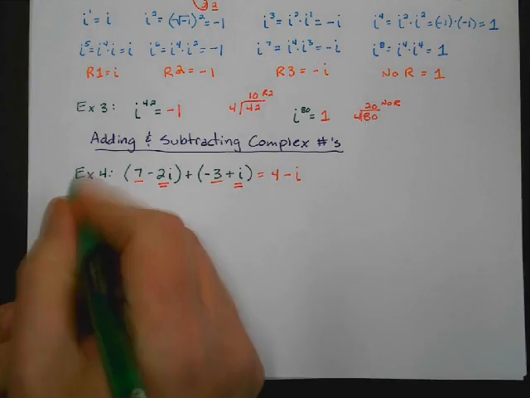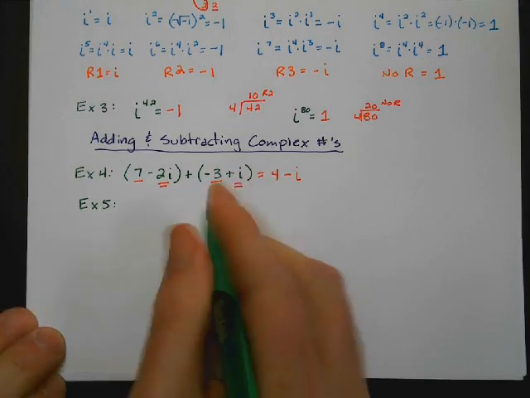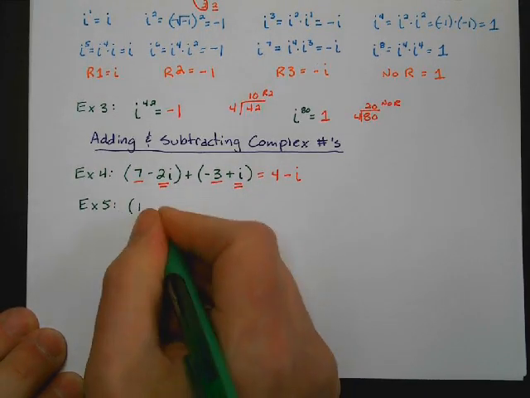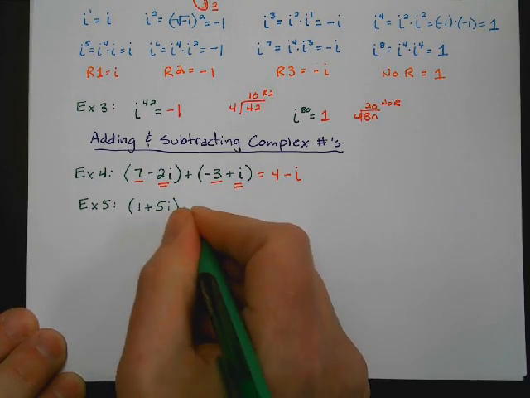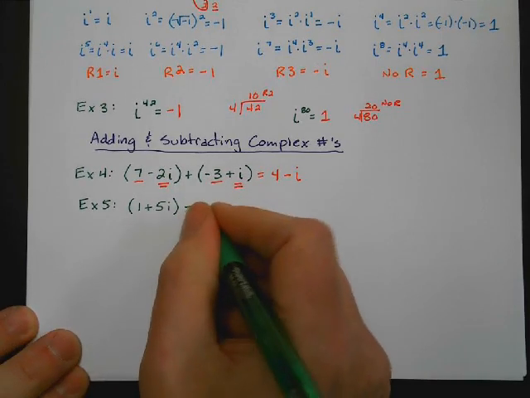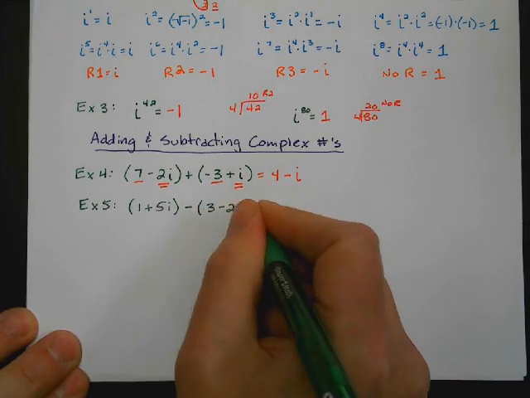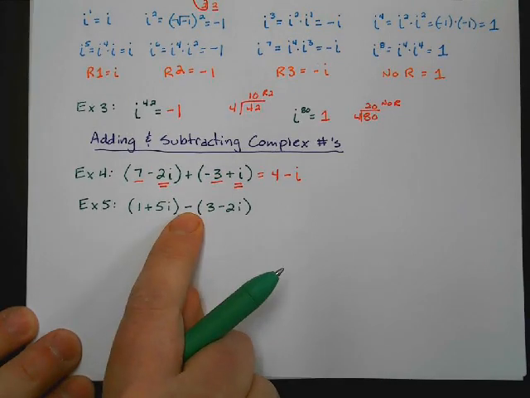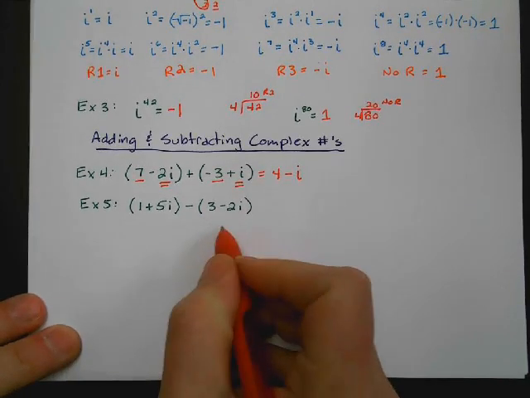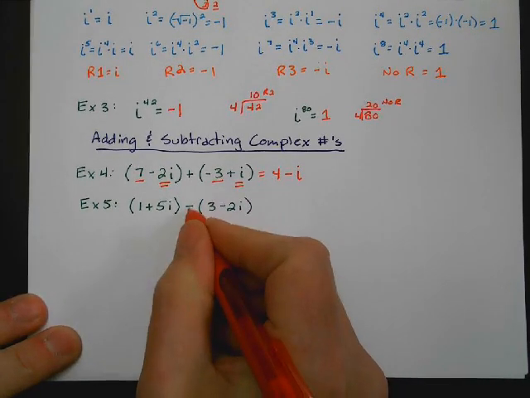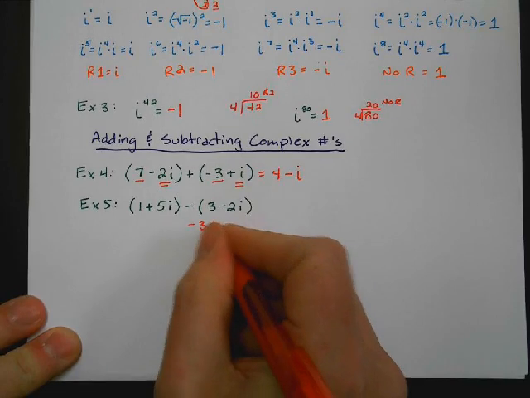Example 5. Let's take 1 plus 5i minus 3 minus 2i. Okay, in this one we have a subtraction sign in between, so we're going to need to distribute it to the second complex number here. So this is negative 1 times 3, which is negative 3. This is negative 1 times negative 2i, which would be positive 2i.